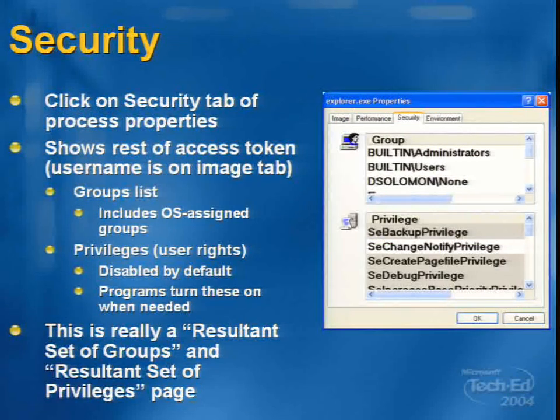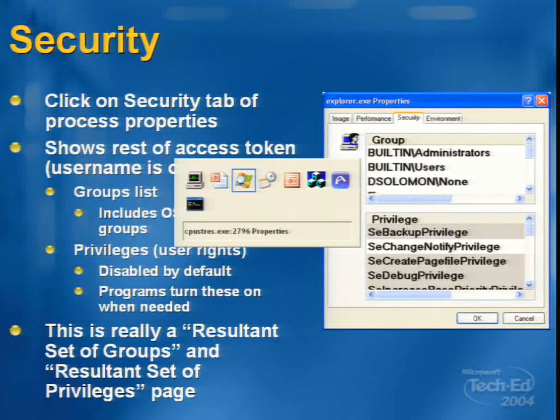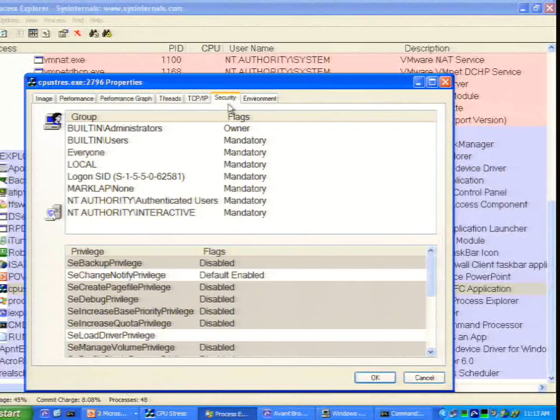The next page I'm going to show you is the security page. So we'll just take a look at the security page for CPU stress. This is showing me basically inside the token associated with this process. This is the information that the system uses to identify who this is. And the top panel here in this page is the group membership that's in that token. This really reflects the group membership of the account that this process was launched in at the time that process was created, or at the time the user logged into that account.